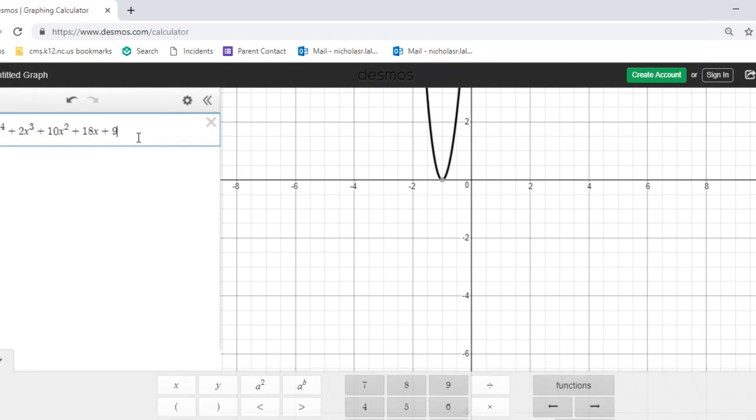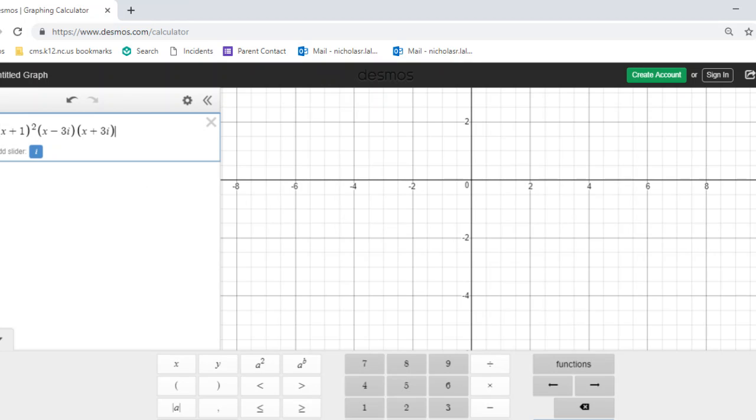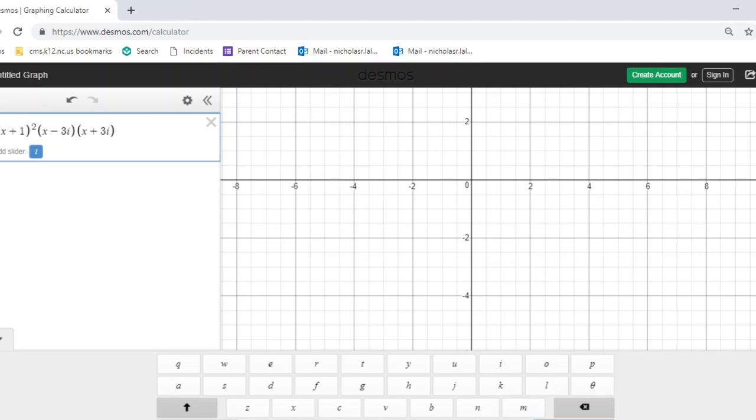And I'll show you, so we can have x plus 1 squared. Let me see if we can enter a 9. All right, so x minus 3i, sorry, and x plus 3i.